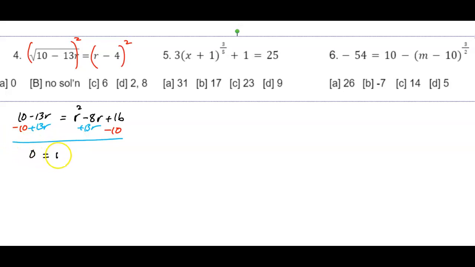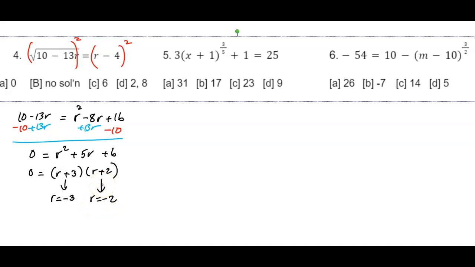That gives me 0 on the left equals R squared plus 5R plus 6. Very similar factors. So this gives me 0 equals the two numbers that multiply to give me 6 and add to give me 5 again, which are positive 3 and positive 2. So that gives me (R plus 3) times (R plus 2), which tells me that R equals negative 3 and R equals negative 2.